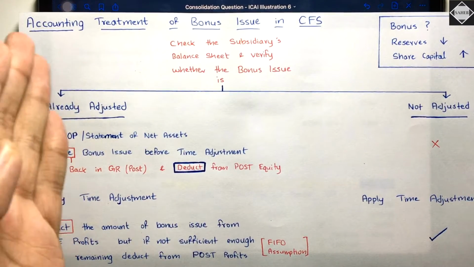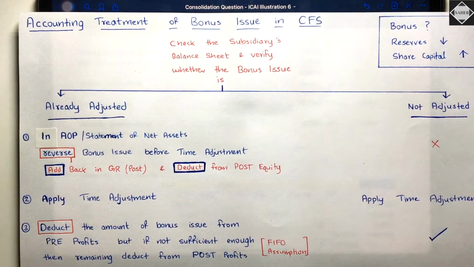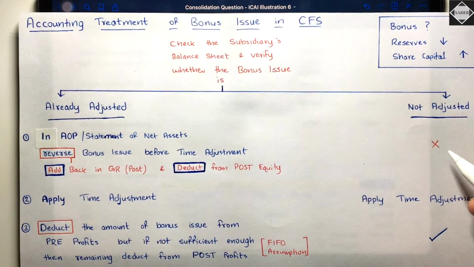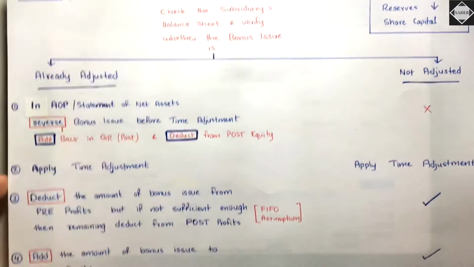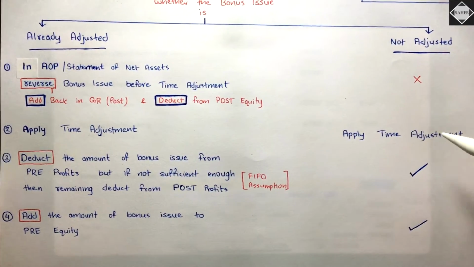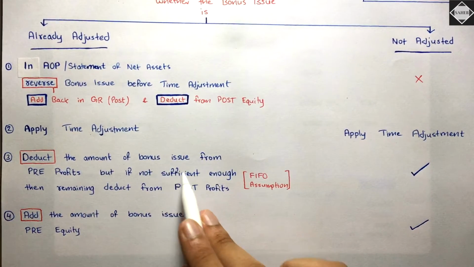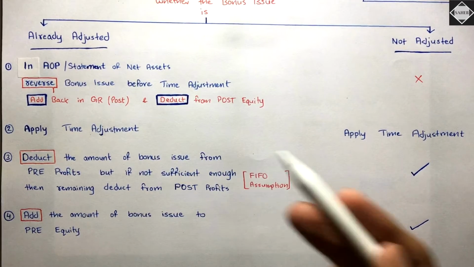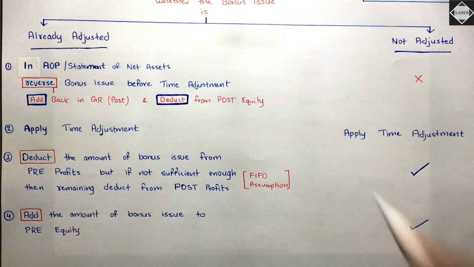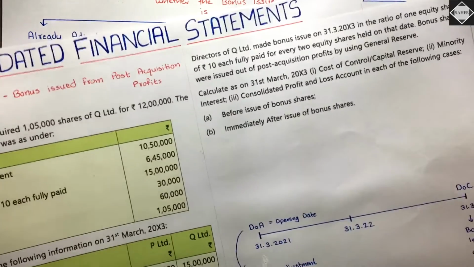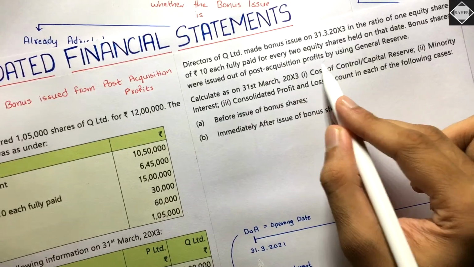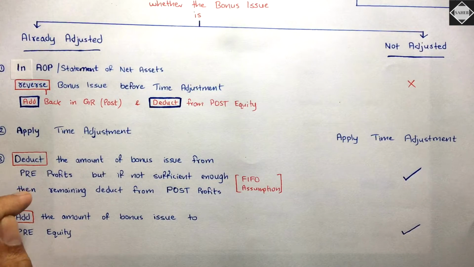If it is recorded, then you have to follow these steps. If it is not recorded, then you have to skip the first step. You will not do the reversal of bonus, and you will start with the second step. Apply time adjustment, consider the bonus. That means, deduct the amount of bonus issue from pre-profits, but here you will do post-profits because the source of bonus is from post-acquisition. In the question it is said bonus is given out of post-acquisition profits. So that is why you have to deduct the bonus from the post-profits.